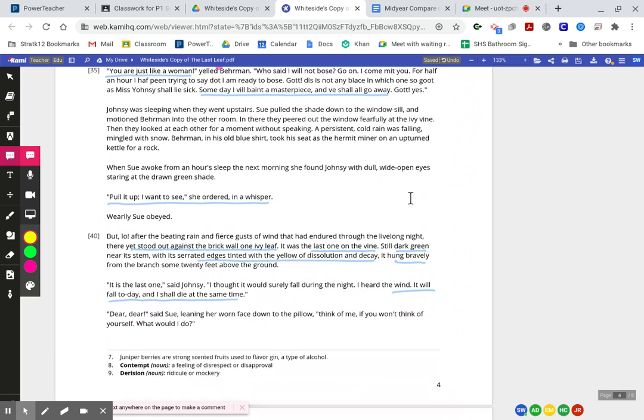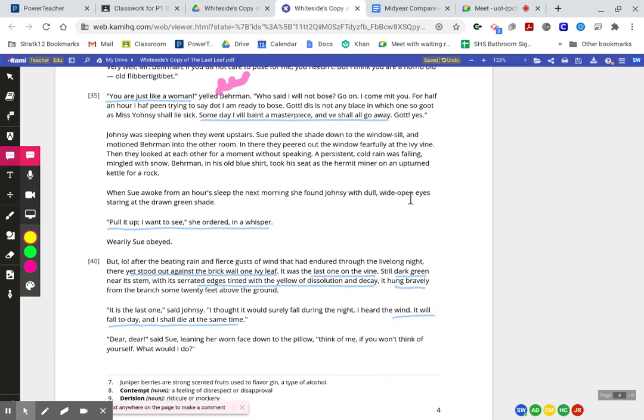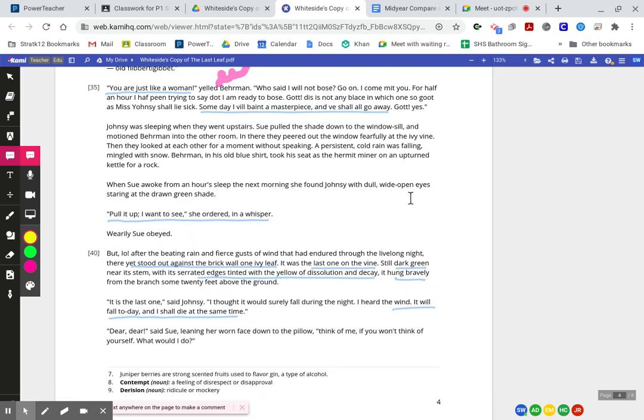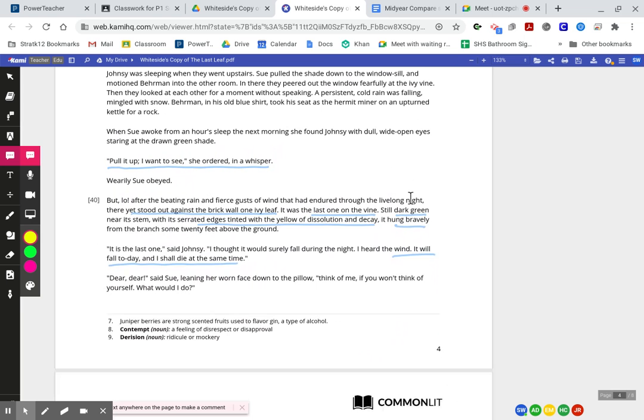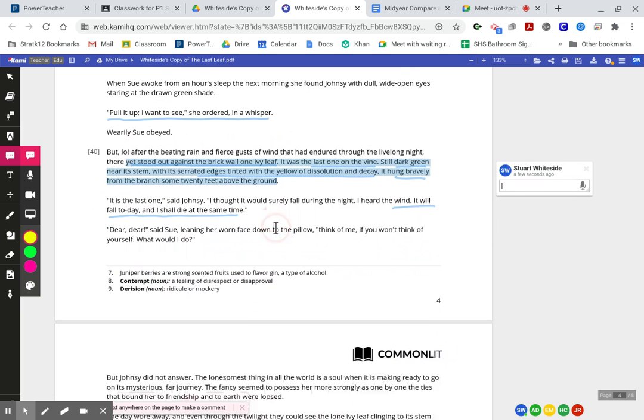And after Behrman leaves, there's a cold rain falling outside. They close the window shade, and when they open the window shade, there's still a leaf holding on. One leaf holding on bravely. And that's a symbol for persistence, or a metaphor for persistence. The leaf is just hanging on. They even call it, it hung bravely from the branch. Okay. Not giving up.